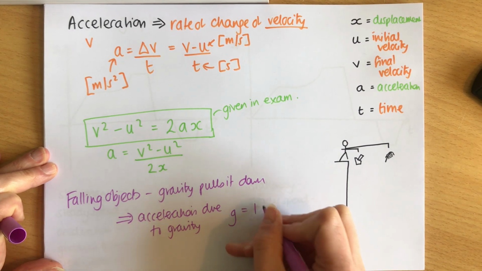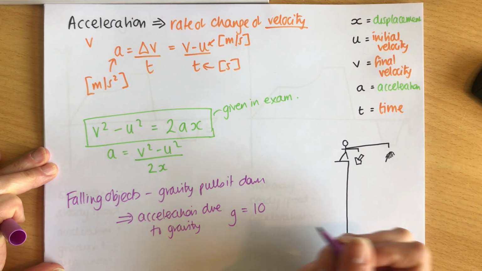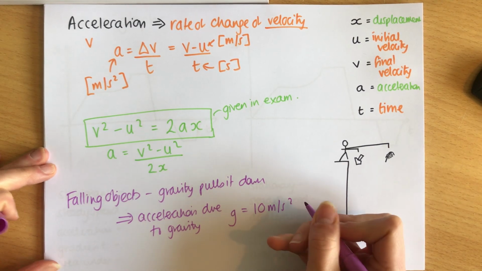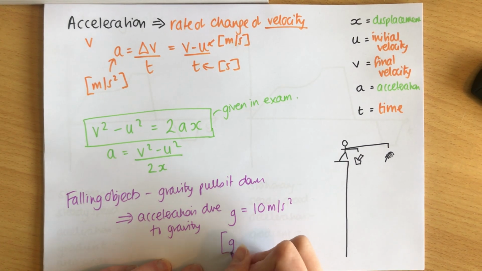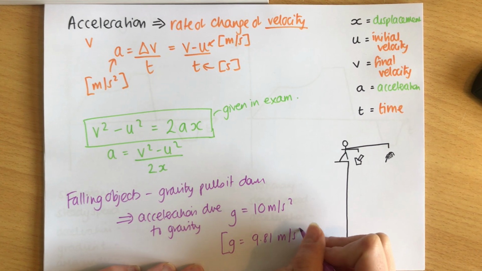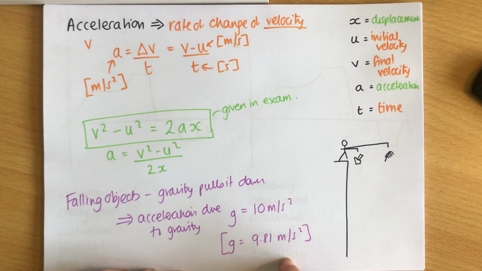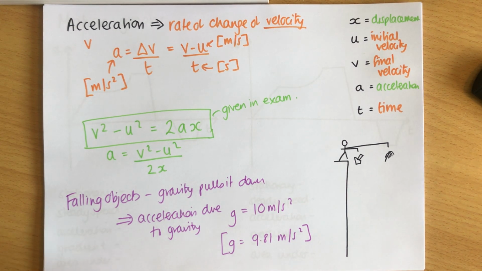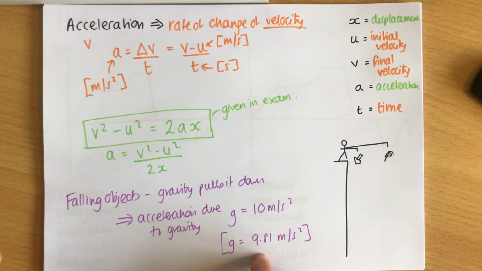And for Edexcel, it always has this, but the value of g is 10 meters per second squared. In reality, as you get higher up and you use physics further in the school, you might say that g equals 9.81 meters per second squared, but for Edexcel, the accepted value is 10, which is much nicer because it makes all the sums nice and easy compared to this one here. So I would always go for this because it's possible.